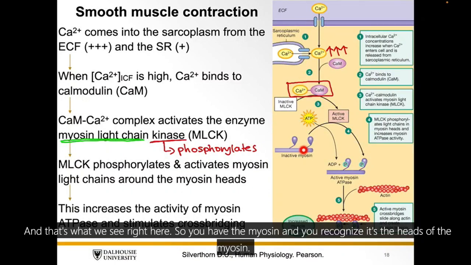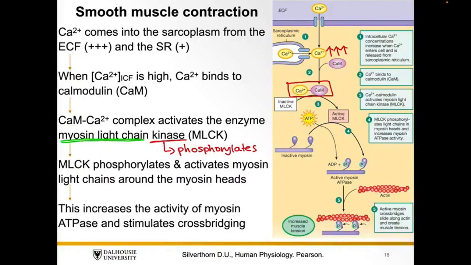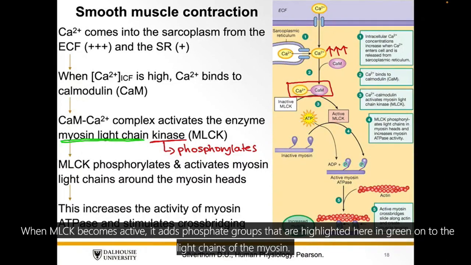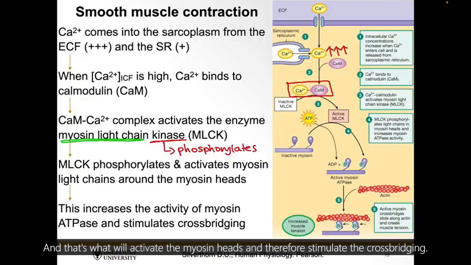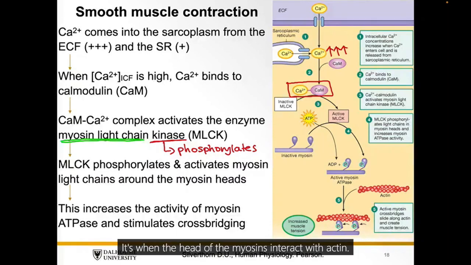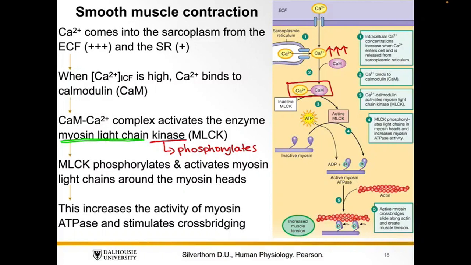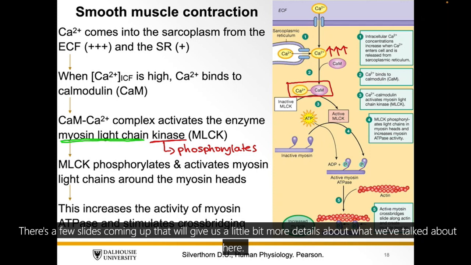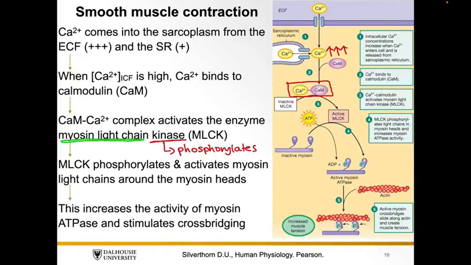So you have the myosin, and you recognize it's the heads of the myosin. When MLCK becomes active, it adds phosphate groups, highlighted here in green, onto the light chains of the myosin. And that's what will activate the myosin heads and therefore stimulate the cross-bridging. So this last part here is a cross-bridge cycle that we're already familiar with. It's when the heads of the myosins interact with actin. I know this was a lot of information. There are a few slides coming up that will give us a little bit more detail about what we've talked about here. And then we'll come back to this slide for a review and a summary.